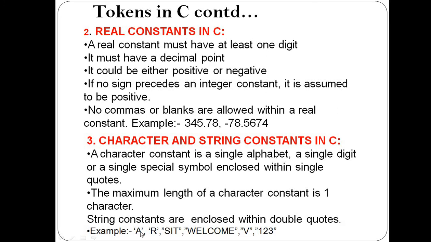In the first example, the characters A and R are called character constants because they are enclosed in single quotes. But "SIT, welcome" and "B123" are called strings because they are enclosed in double quotes. So here 1, 2, 3 is not considered a number. It is considered a string constant because it is represented with double quotes.